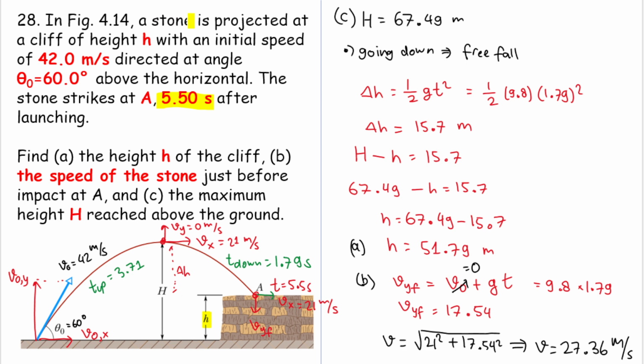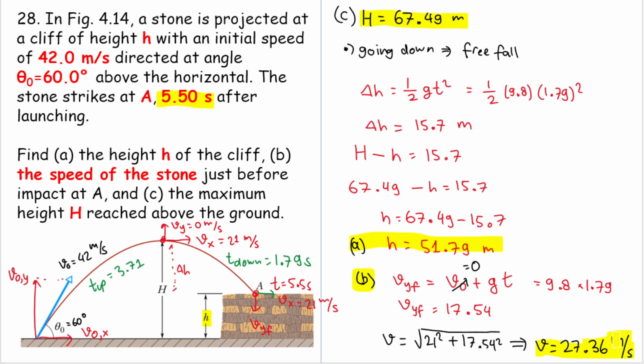And here we have all the answers. This is the maximum height, and this is the cliff height, which is question A. For question B, the speed of the stone just before reaching the ground is this one here. Hopefully I did not make any mistakes during my calculation.